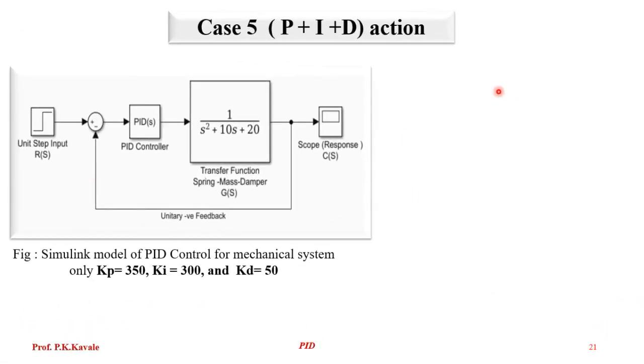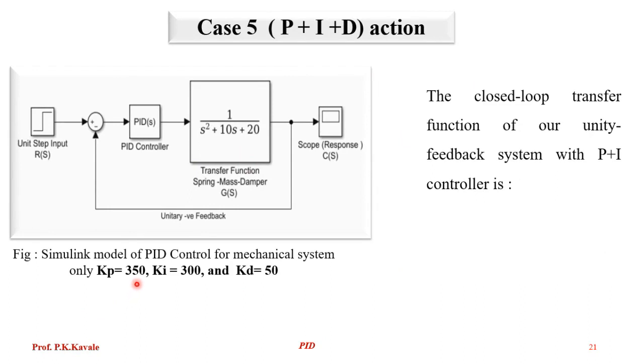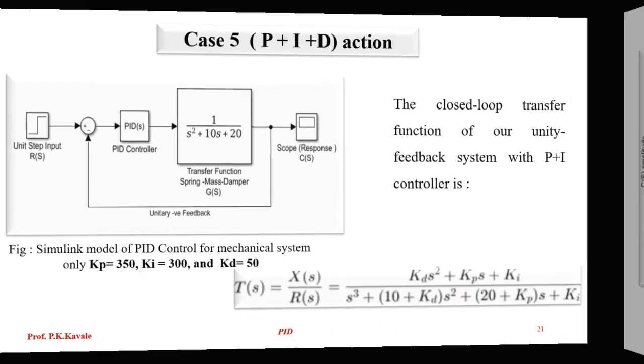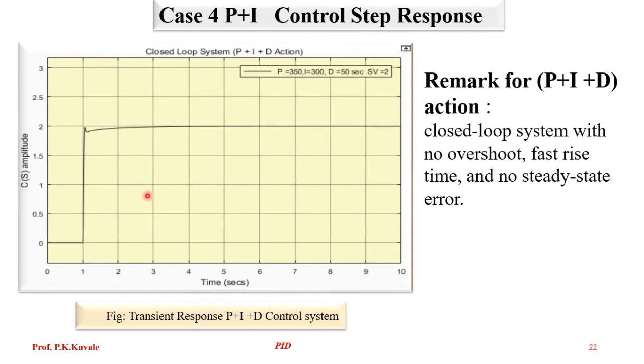Now finally we go with all the actions in composite. We have taken three values: Kp 350, Ki 300, Kd 50, and the final transfer function of the entire plant is like this. When we run this, we get the output. If you see, we have achieved a closed loop system with no overshoot, fast rise time, and no steady state error. So we have reached our goal.